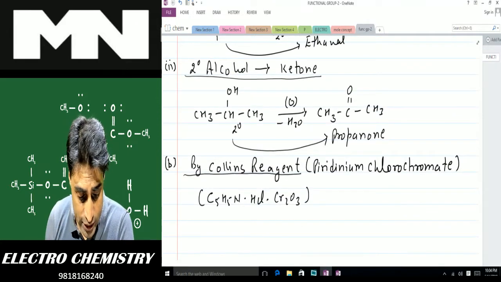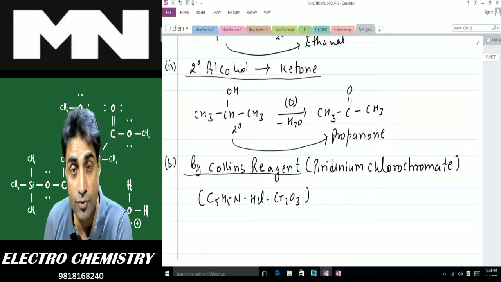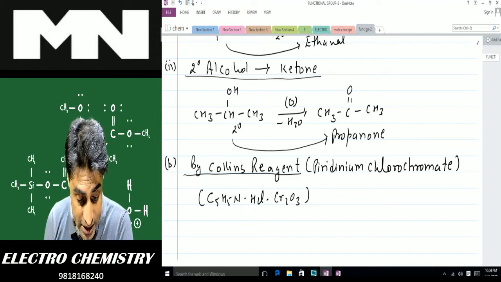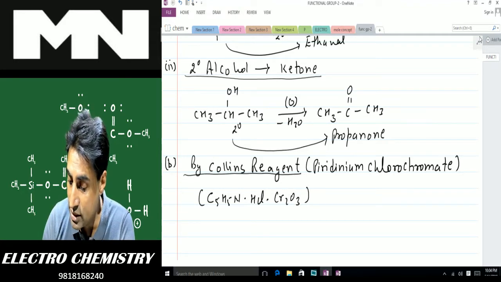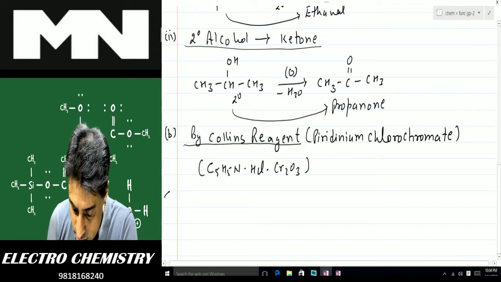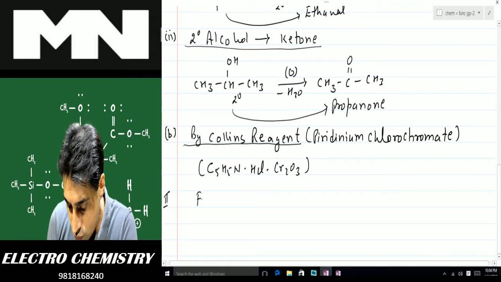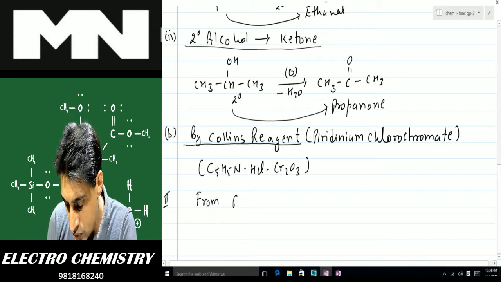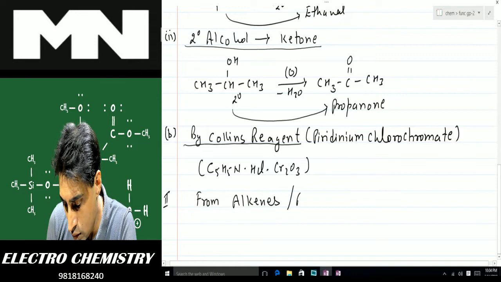So this is what we can do, oxidation by KMnO4 or oxidation by PCC. Now the next method we'll see. The next method is from alkenes or alkynes.